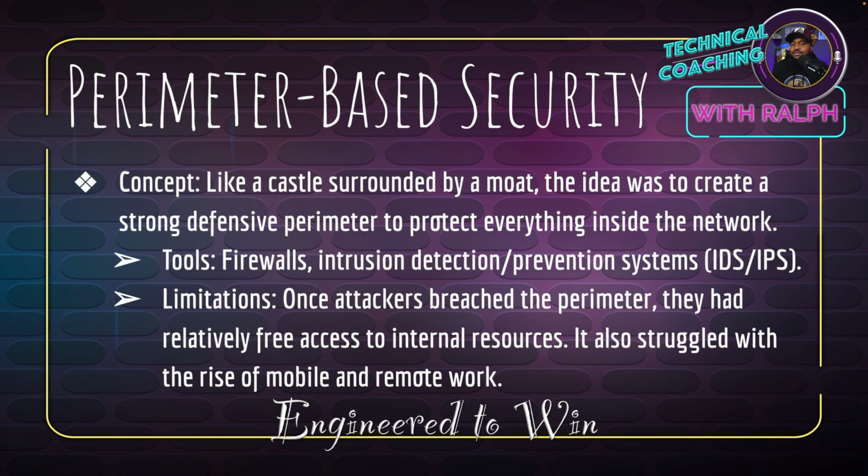But what are the limitations of this? Just like in Troy, with that big old horse that they had, once they got inside of the perimeter, they were free to run wild. They had relatively free access to internal resources. It also struggled with the rise of mobile and remote work. Because once you get into that system, now you infiltrate. So that is the limitation of perimeter-based security.